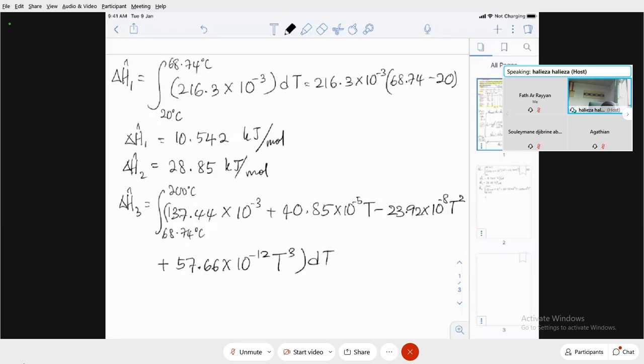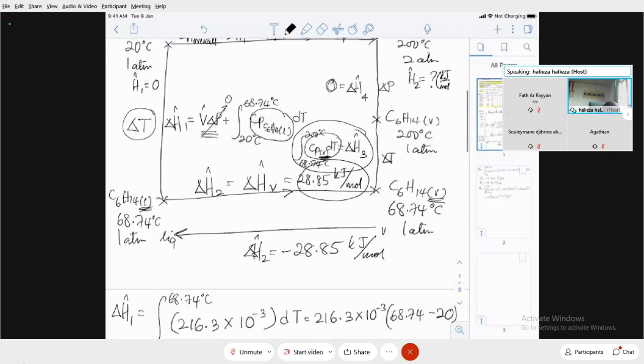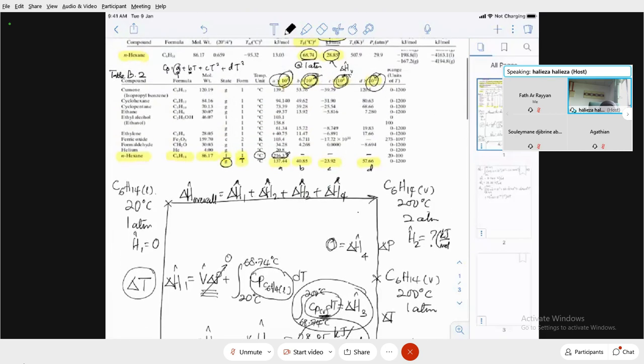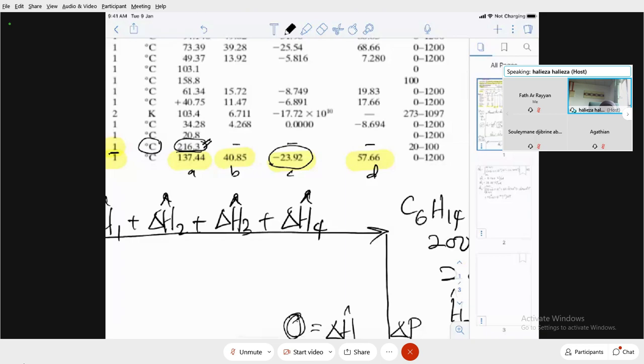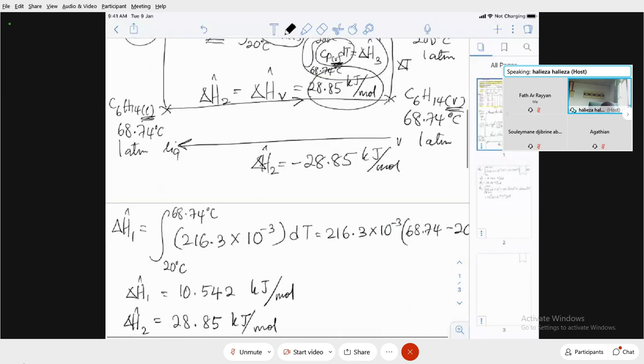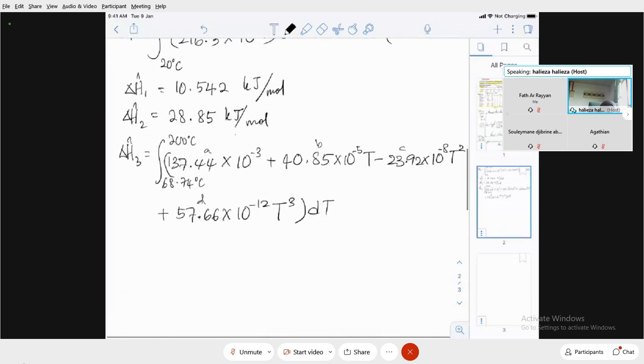Okay, bracket it. Now let's check. This is my A, that's my A, that's my B, my C, that's my D. So where is my C? I wrote down here negative 23.92. My D, 57.66. That's what I just wrote down based on the table in Appendix B2. I just need to add the times 10 to the power of negative for each. Do not just take down the value in the table. Remember to put times 10 to the power of negative 3, negative 5, negative 8, negative 12.